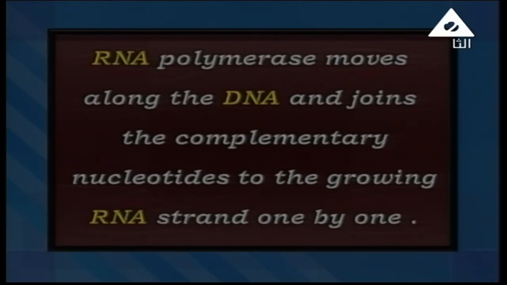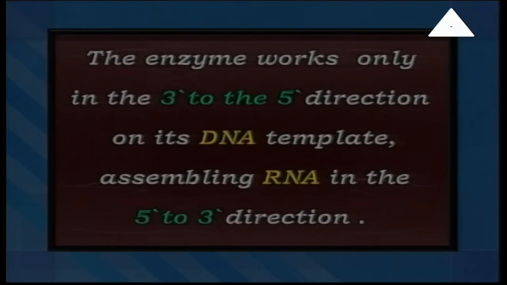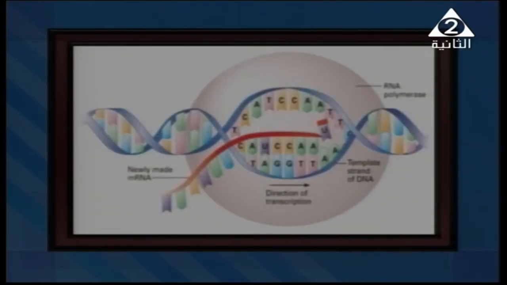After this, RNA polymerase moves along the DNA and joins the complementary nucleotides to the growing RNA strand one by one. The enzyme works only in the 3' to 5' direction on its DNA template, assembling RNA in the 5' to 3' direction. This figure represents the transcription of mRNA from the only strand that acts as a template of DNA.